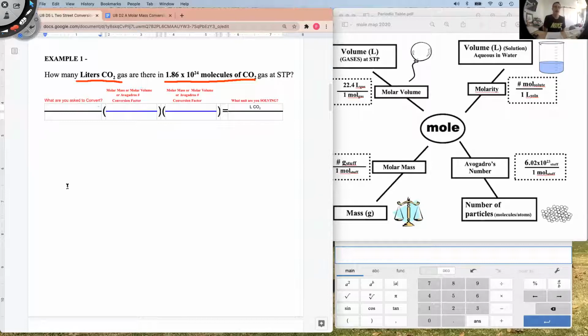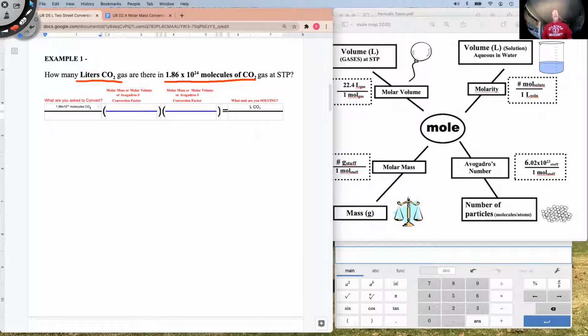What are we starting with over here, Mr. Edwards? Kids, what are we going to start with in this? All right, Mr. Edwards, feel free to answer. It says how many liters of carbon dioxide gas are there in 1.86 times 10 to the 24th molecules of carbon dioxide gas at STP. So I think I'm going to be converting 1.86 times 10 to the 24th molecules of carbon dioxide gas into liters of carbon dioxide gas. Yep, and that was pretty fast.